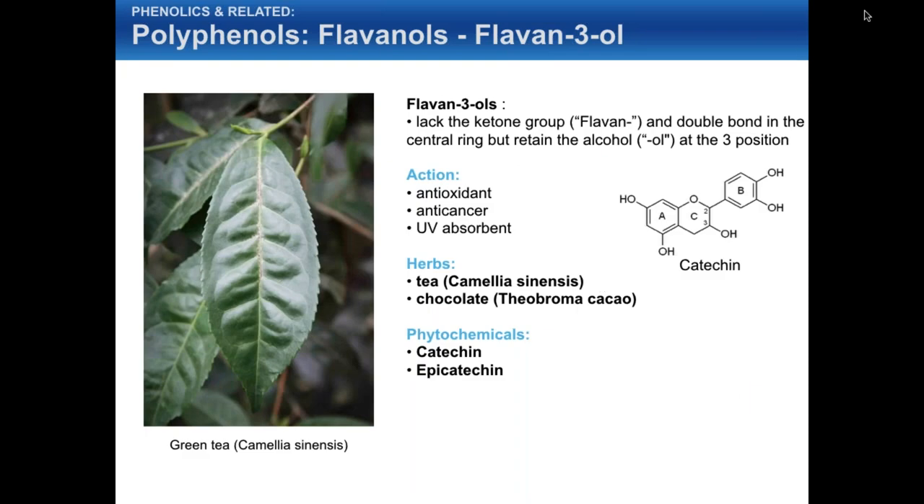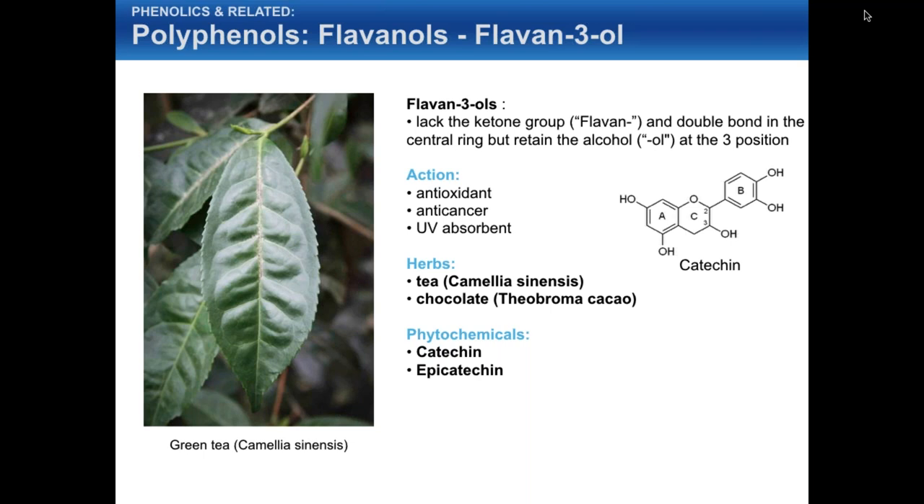So flavan-3-ols, these are basically compounds that, as I mentioned, they have the OH group still at the 3 position, but they don't have the ketone group in it. And these guys, they have slightly different effects. They're going to have, for the plant, they absorb UV radiation.